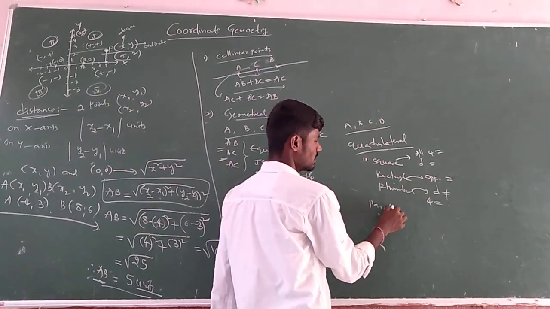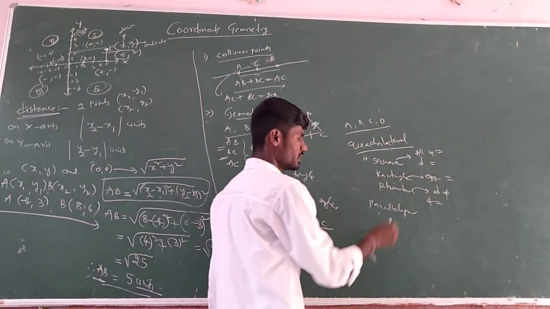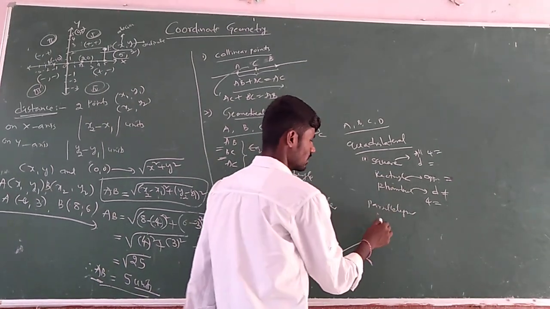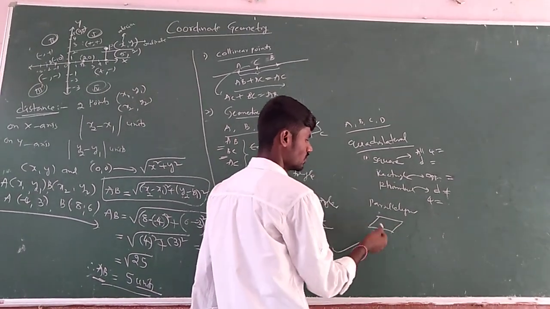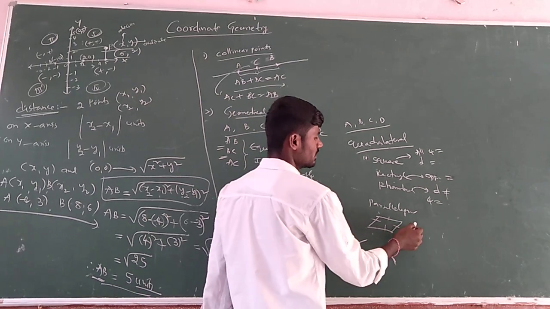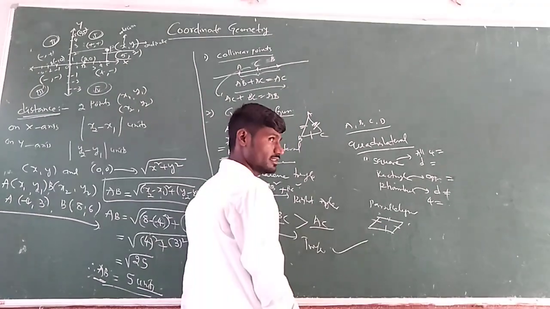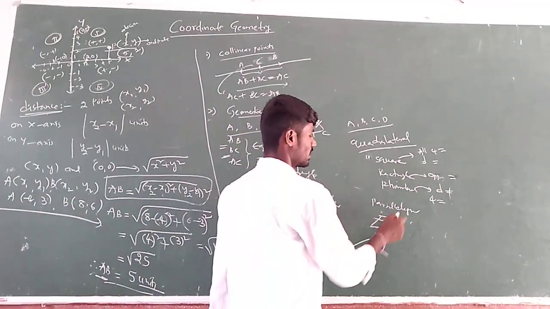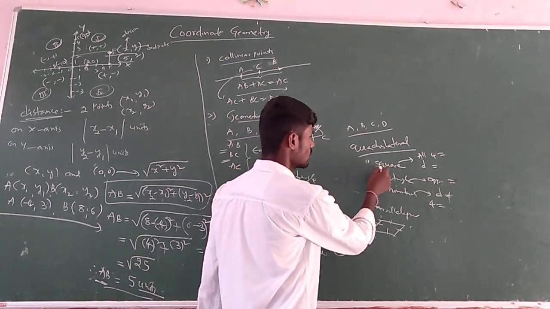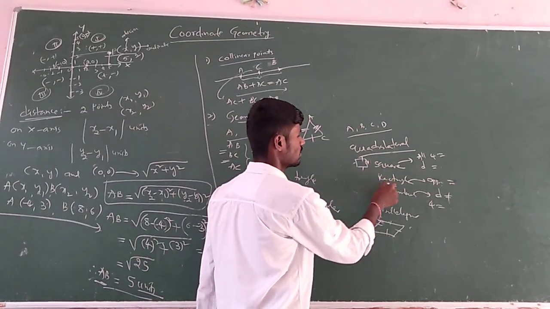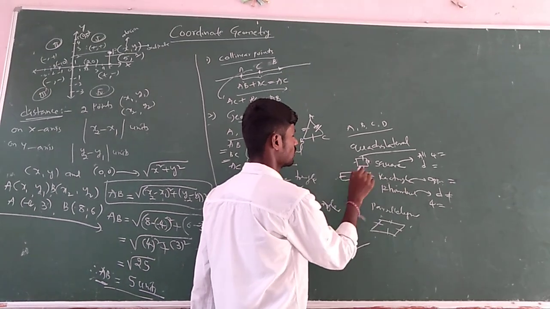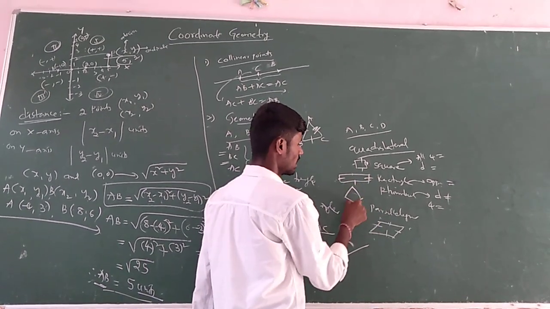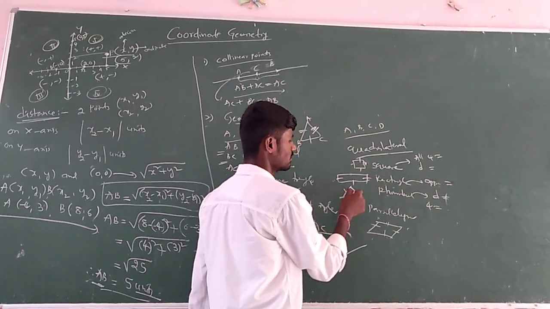And one more is the parallelogram. In a parallelogram, opposite sides are parallel and equal. So that is about the parallelogram. Next, for a square, all four sides are equal. In a rectangle, opposite sides are equal. In a rhombus, all four sides are equal but diagonals are different.